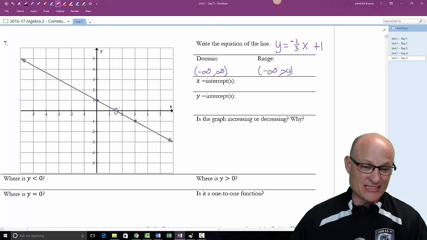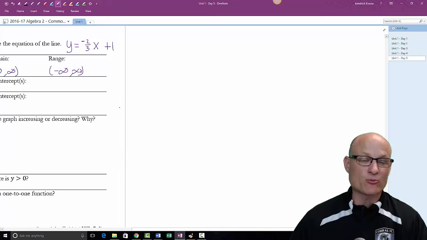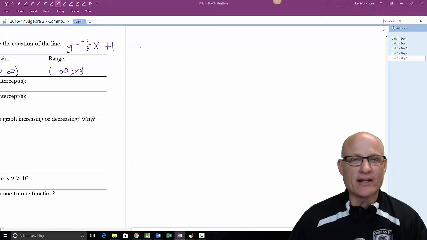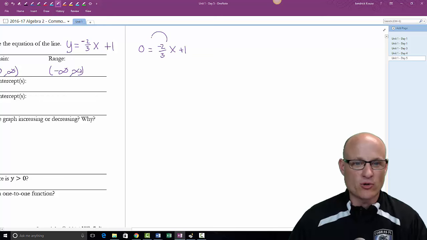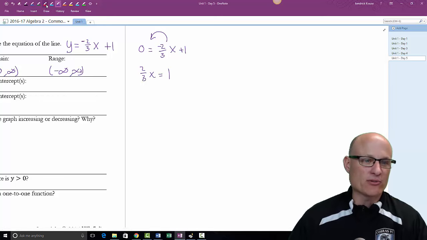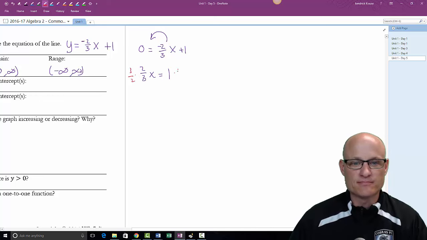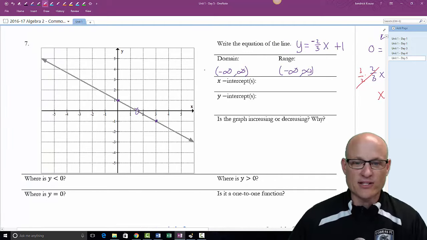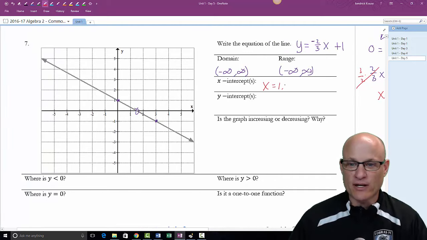X-intercept, it looks like it could be 1.5. I'm not really sure, but I do know that the x-intercept is when y is equal to 0. So negative 2 over 3x plus 1 equals 0. I'll bring this over to this side because I hate things that are negative. So I got 2 over 3x equals 1. If I multiply by the reciprocal, which is 3/2, I get x equals 3/2. Well, 3/2 is the same as 1.5. So my x-intercept, as I thought, was 1.5. My y-intercept is easy. It's just 1.